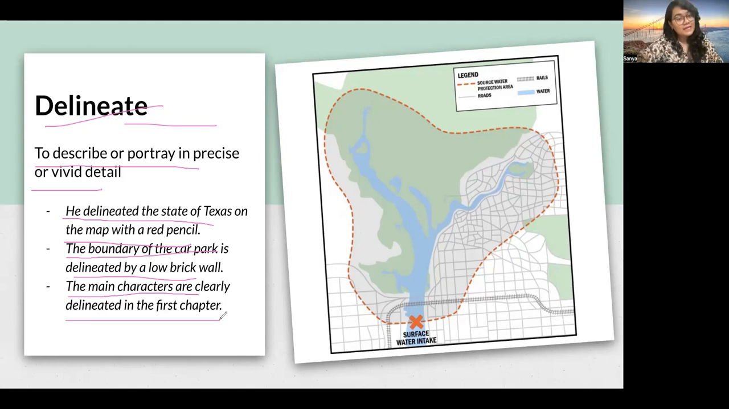So delineate means to describe or portray something in precise or vivid detail, right? You can also say to mark something, okay? If you're delineating an area, that means you're marking the area, right? So delineate, describing or portraying something in precise or vivid detail, right?